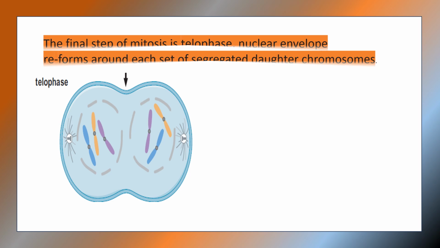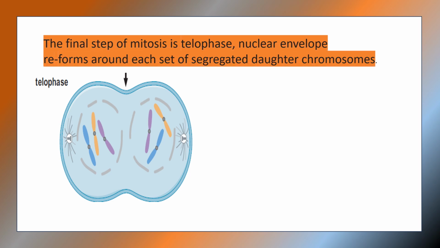Now comes another stage, the telophase. This is the final step of mitosis, during which you can see a state similar to before. The genetic material is distributed, and the microtubule organizing centers are there. Now the nuclear membrane begins to form around each set of the segregated daughter chromosomes.